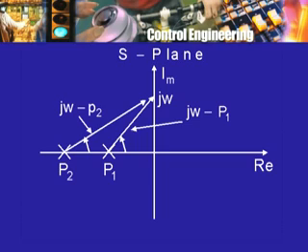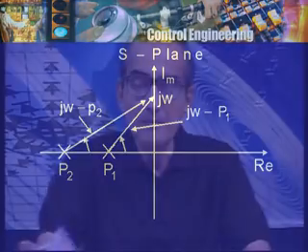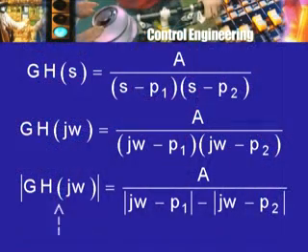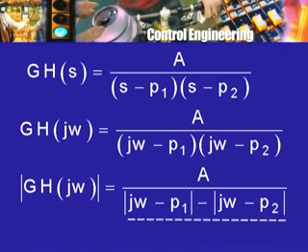Now, we know that if we have a ratio of two complex numbers, then the modulus of the ratio is the ratio of their moduli. So, because of this, we will have mod of GH(jω) equal to, assuming A is positive, modulus of A is real, mod of (jω minus P1) into mod of (jω minus P2).